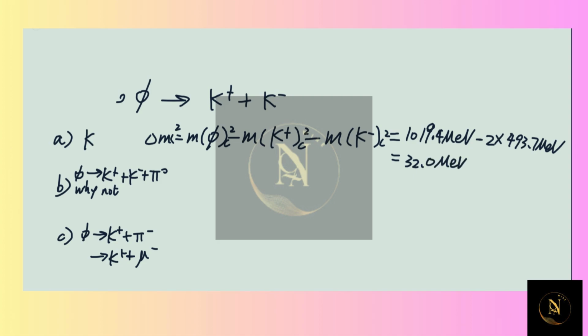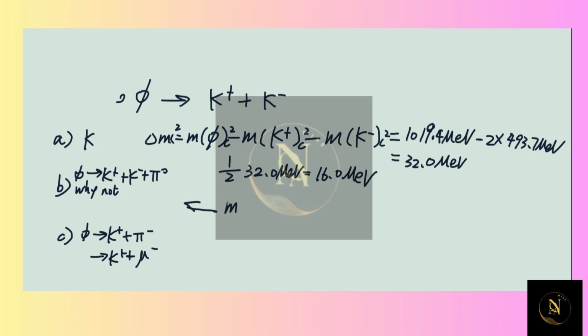So this is going to be the kinetic energy that is released, but this is the kinetic energy that is released to both particles. Now we only want one particle, so one particle's amount of kinetic energy is going to be 16.0 MeV. And then we look at part B. Why does this not occur?